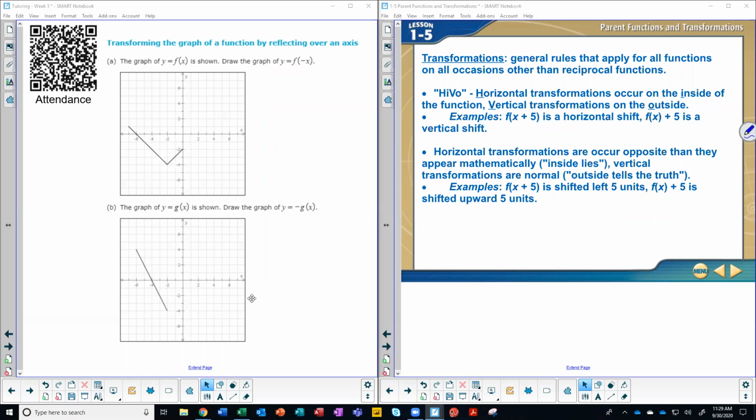All right, Aleks 1-5. Number 6. So here it's saying we're going to transform the graph.